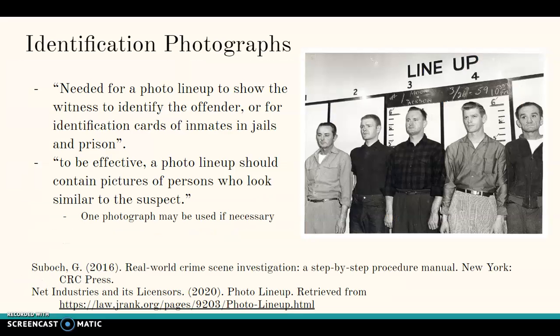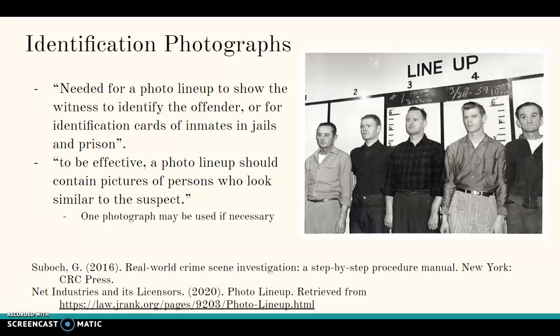So identification photos, most commonly known as mugshots, are needed for a photo lineup to show the witness in order to let the witness essentially identify the offender. They're also used for identification cards of inmates in jails and prisons. And in order to be effective, the photo lineup, as you can see in the picture I provided, needs to be similar people who look like the suspect.